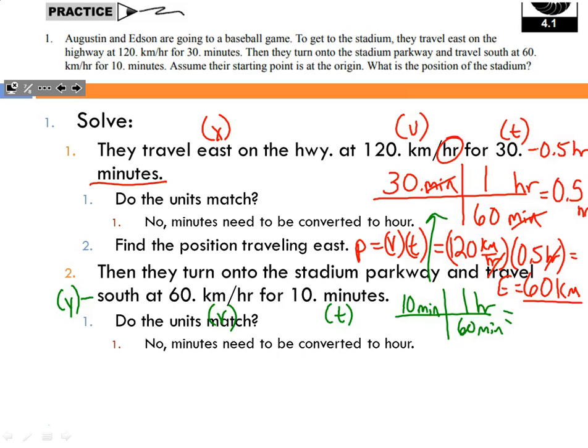No, that's not right. We're going to divide 10 divided by 60, and it comes up to 0.1666667. This is where we look at sig figs.